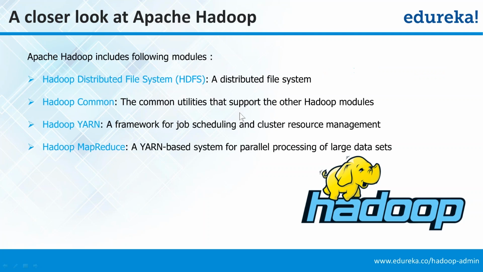If we take a closer look at Apache Hadoop, there are four components of it. One is the Hadoop distributed file system. This distributed file system is the component that helps you in storing the data in a distributed format. This distributed format comprises two things: one is called metadata, and the second is the actual data in the form of blocks.